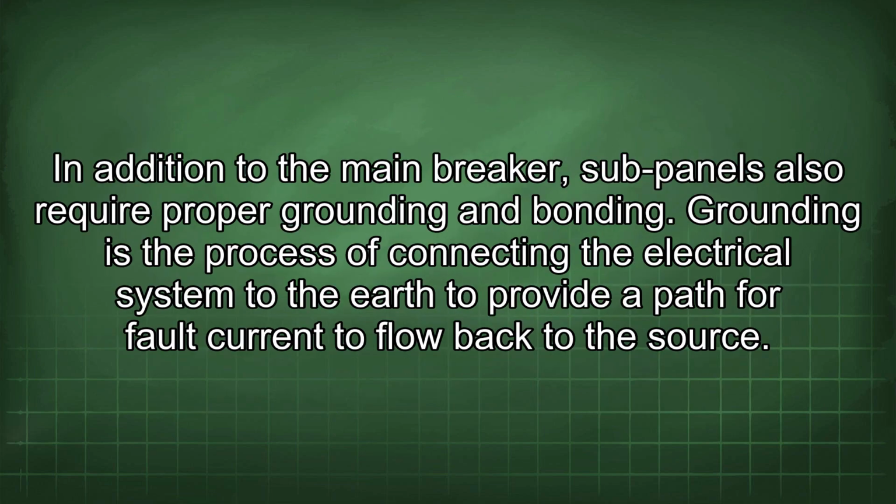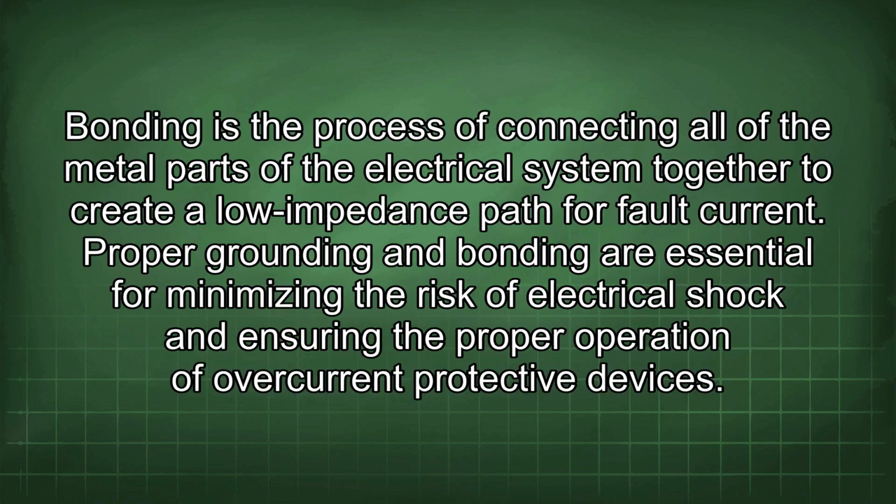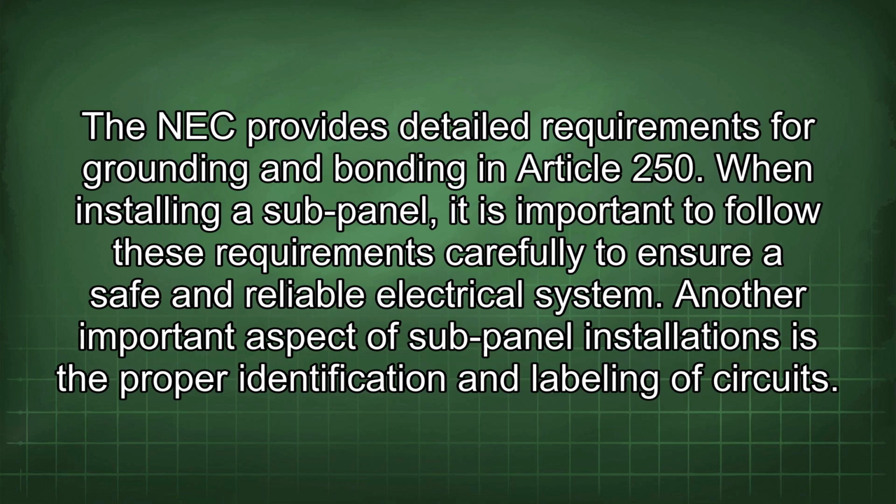In addition to the main breaker, sub-panels also require proper grounding and bonding. Grounding is the process of connecting the electrical system to the earth to provide a path for fault current to flow back to the source. Bonding is the process of connecting all of the metal parts of the electrical system together to create a low impedance path for fault current. Proper grounding and bonding are essential for minimizing the risk of electrical shock and ensuring the proper operation of overcurrent protective devices. The NEC provides detailed requirements for grounding and bonding in Article 250. When installing a sub-panel, it is important to follow these requirements carefully to ensure a safe and reliable electrical system.